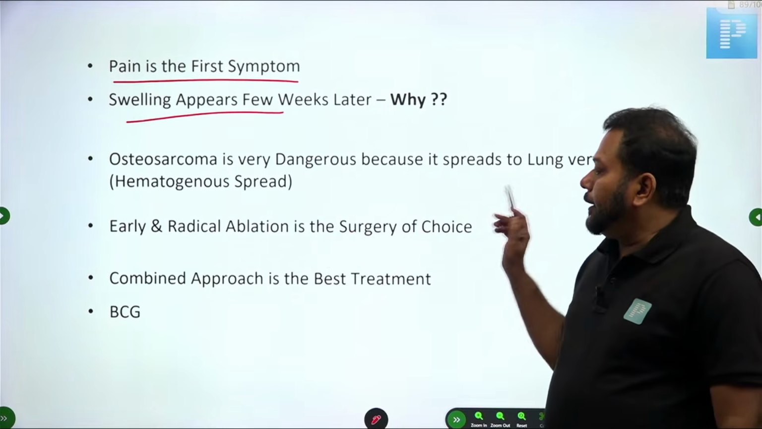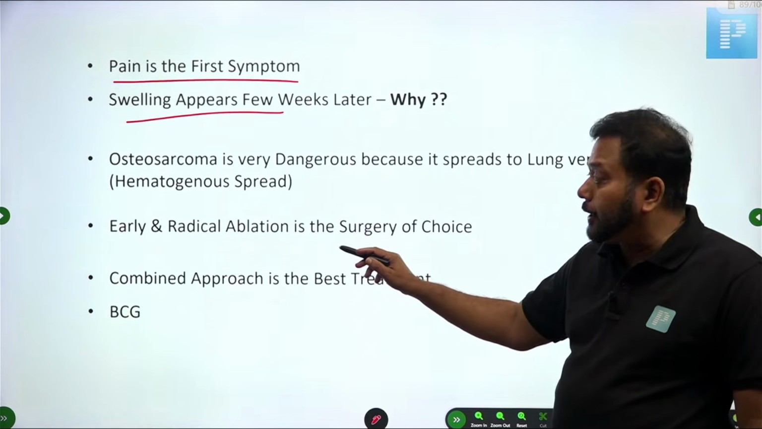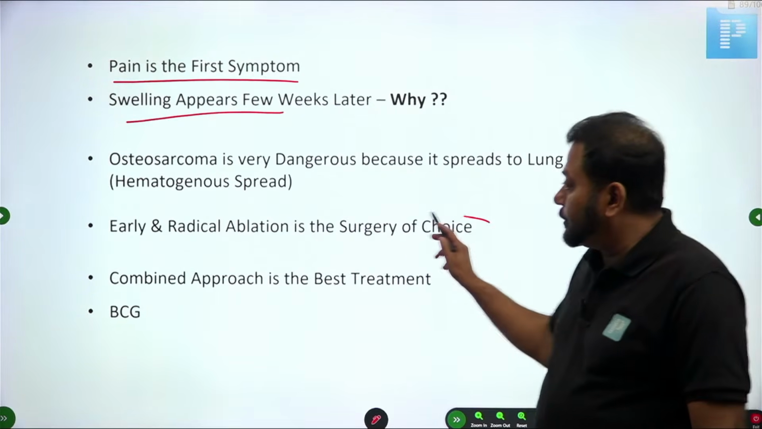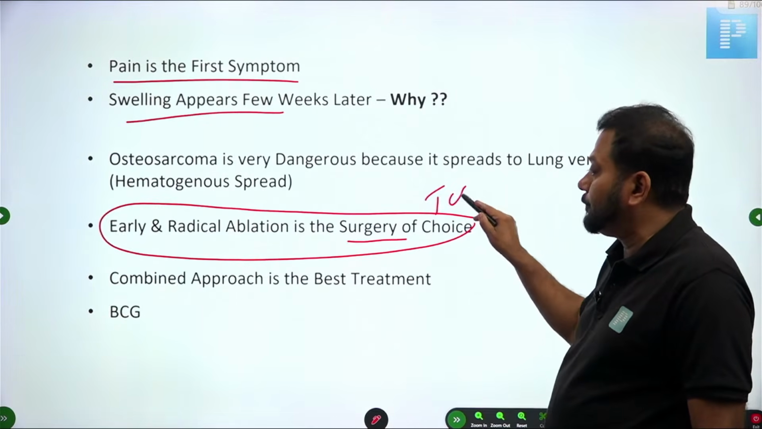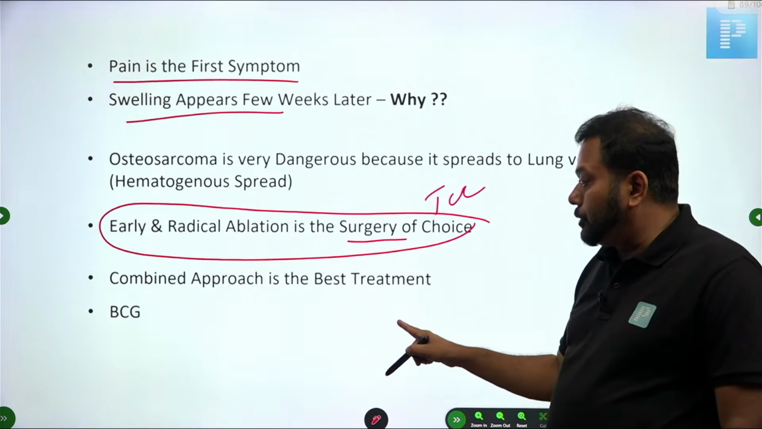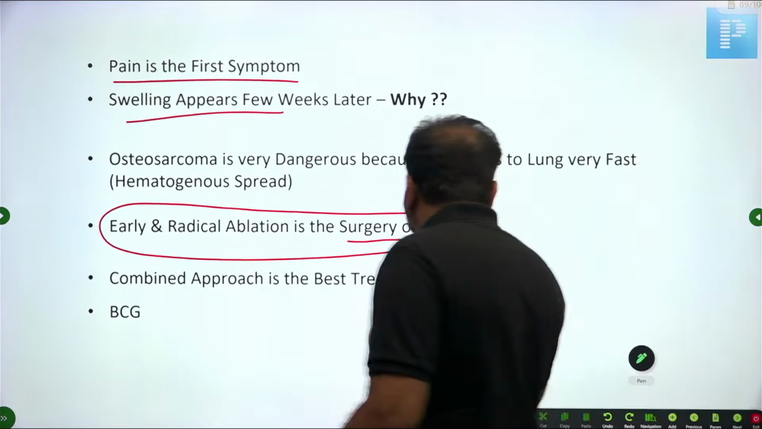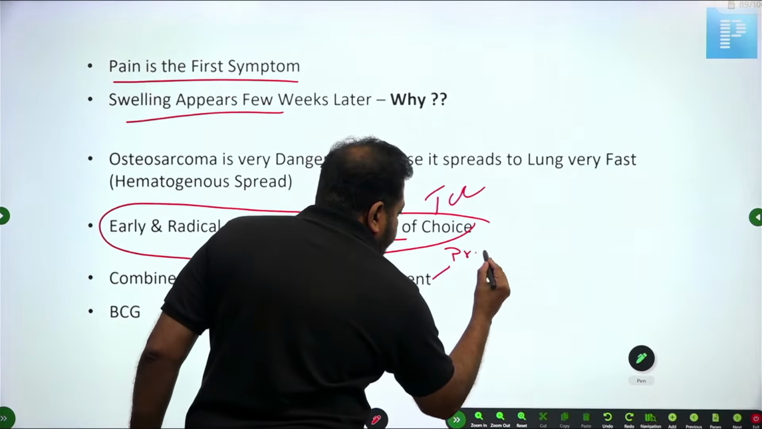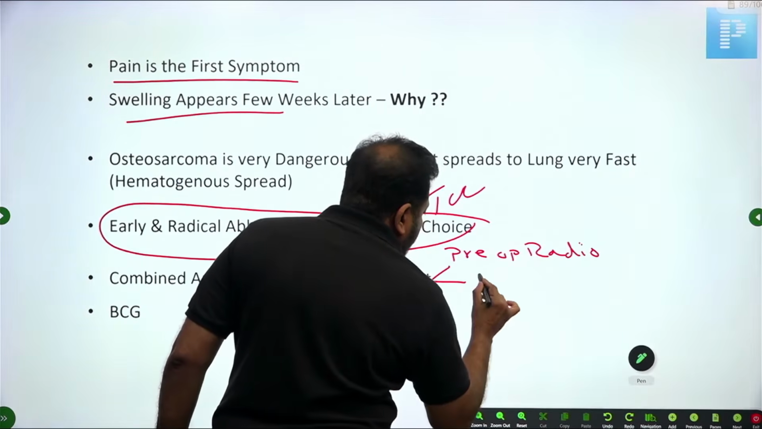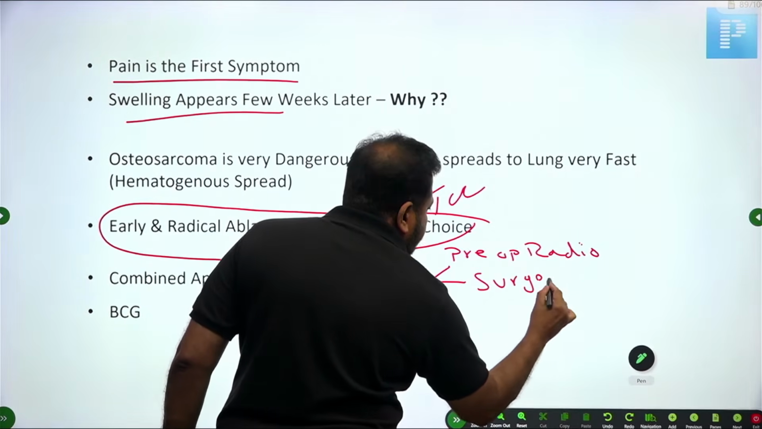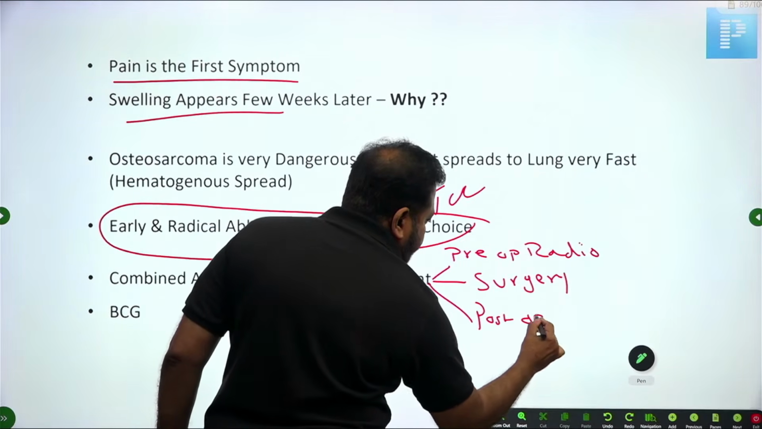Early and radical ablation is the surgery of choice. So the treatment of choice for osteogenic sarcoma is surgery. Combined approach is the best treatment nowadays. The book describes the combined approach: pre-op radiotherapy followed by surgery, that is amputation, followed by post-op chemotherapy.